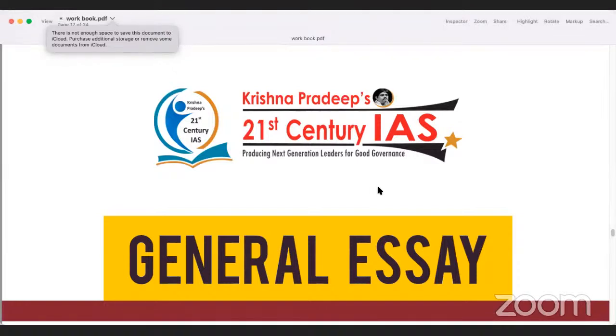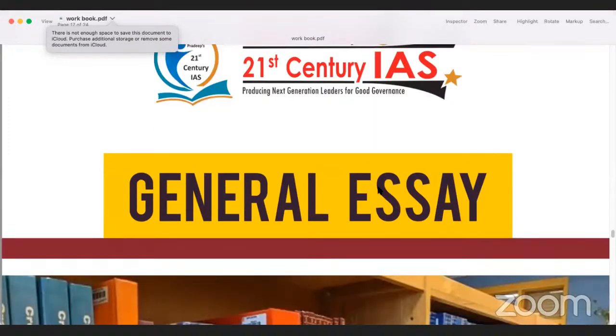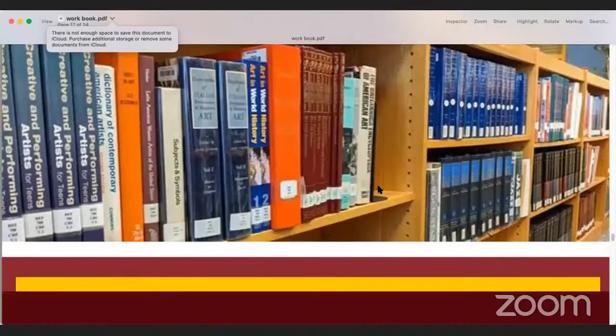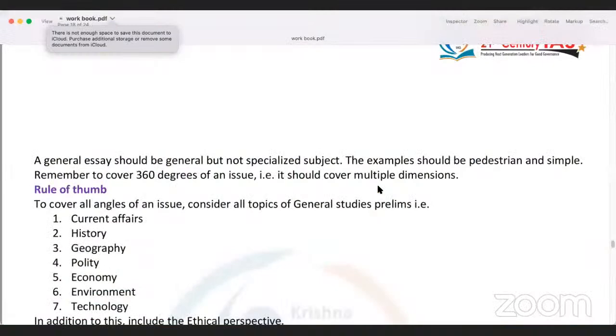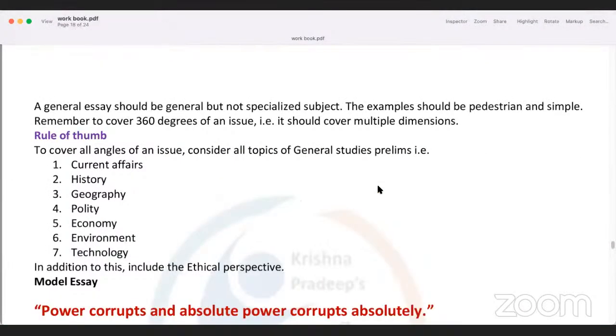After polity, the other area you need to focus on is journalism. Usually most people find the general essay difficult. But the general essay is not such a scary thing to be worried about. As the term itself says, it is a general essay, not a specialized essay.